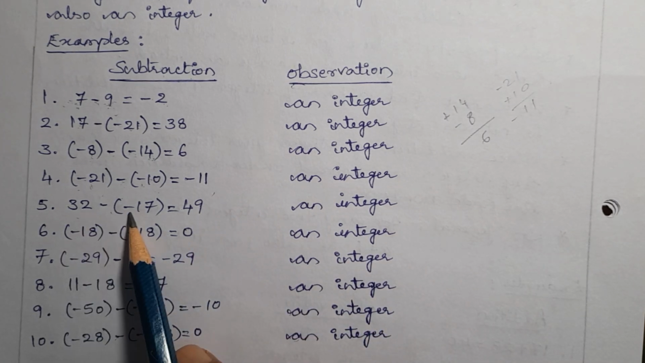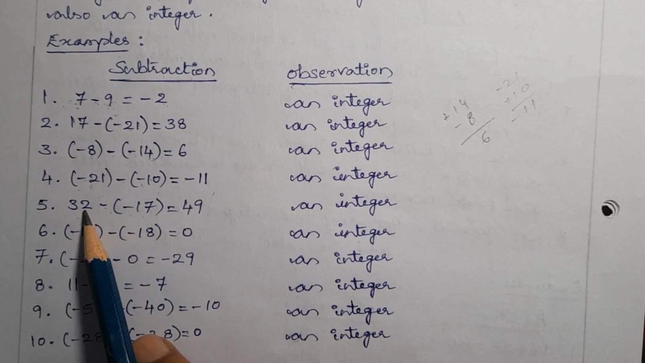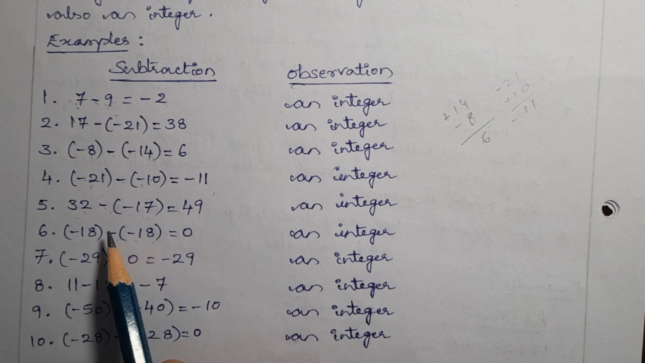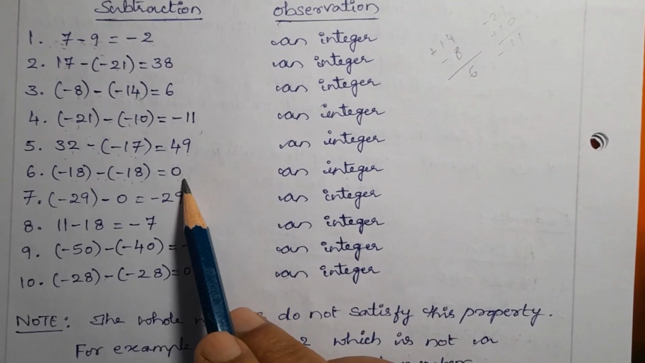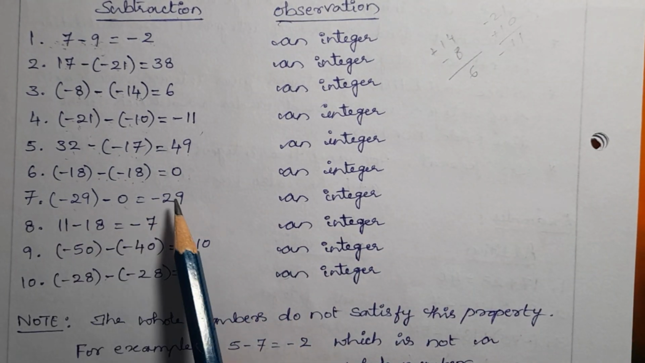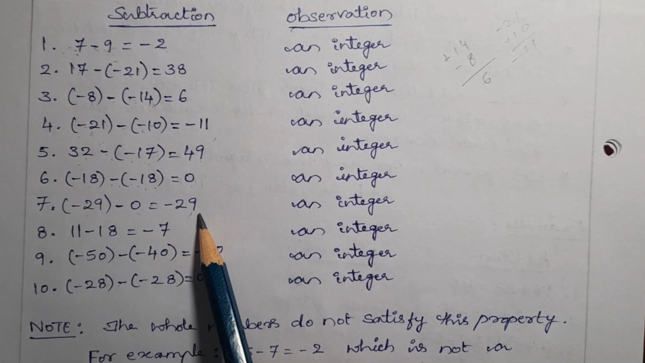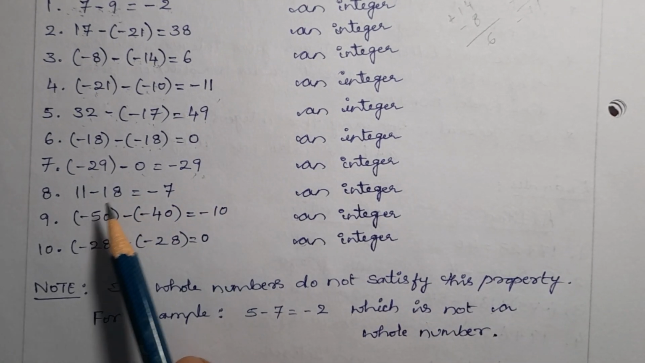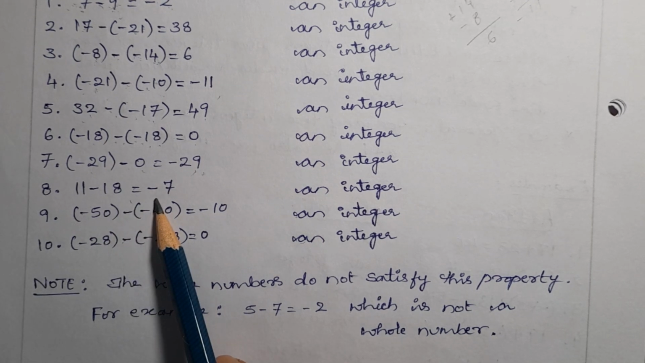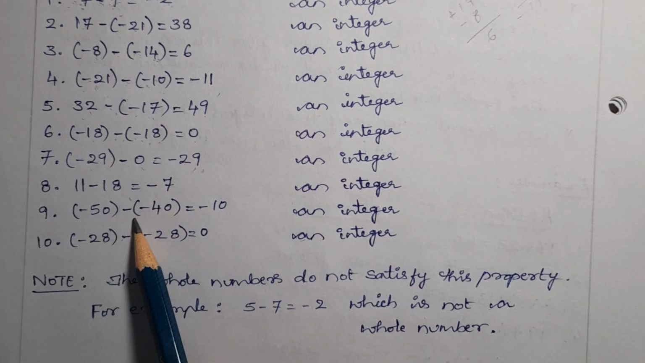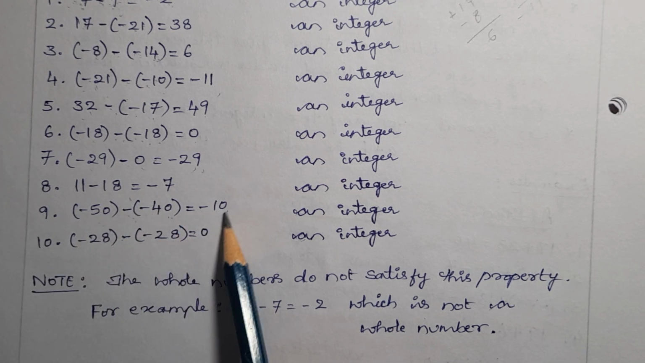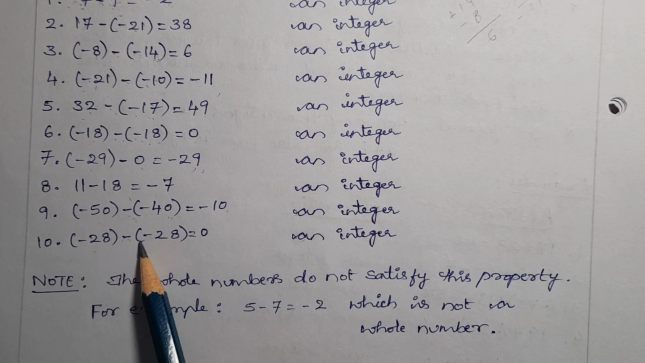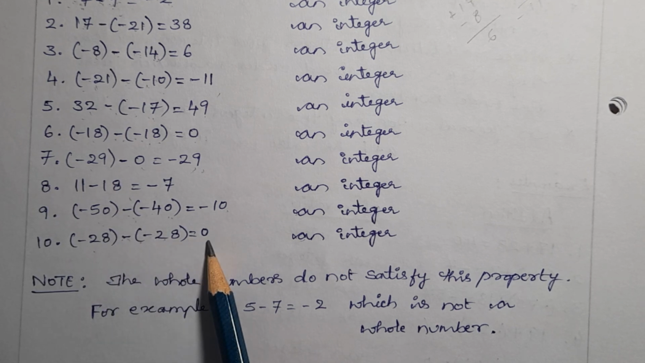Similarly, 32 minus of minus 17, minus minus plus. So 32 plus 17 is 49. Minus 8 minus of minus 18 means minus minus plus. Minus 8 plus 18 is 10. So an integer. Minus 29 minus 0. So we'll get minus 29. This is a negative integer. Next 11 minus 18 equals minus 7. Minus 50 minus of minus 40 means minus minus plus. Minus 50 plus 40 is minus 10. Minus 28 minus of minus 28, minus minus plus. Minus 28 plus 28 we get 0.